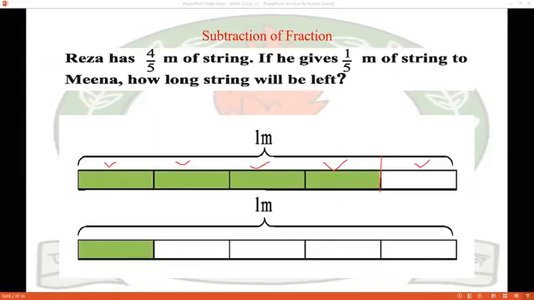So we see that physically, 1 part is given to Mina, so he remains with the last 3 parts. So he has 3 by 5 left. We found it physically, by picture, but we can also find it by simple subtraction of fractions.